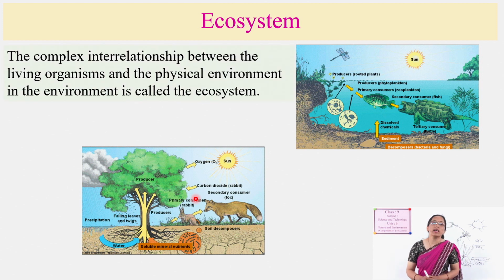So how can we define the ecosystem? The complex interrelationship between the living organisms and the physical environment is called an ecosystem. That means there is always interlinkage. They are depending on one another. One cannot survive without another. One cannot exist without another. Such a relationship is called an ecosystem or environmental ecosystem.